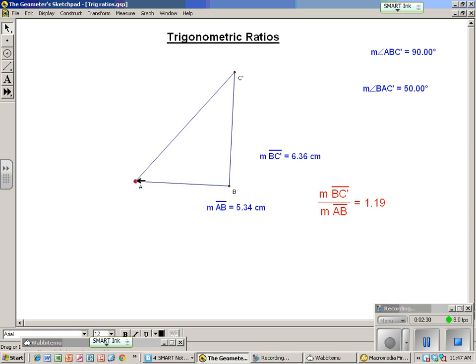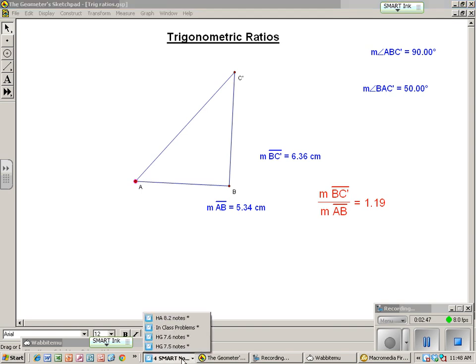That's the idea of trigonometry. It really doesn't matter what the side lengths are. If you're dealing with a right triangle and you have a certain angle measurement, the ratio of the sides in that right triangle will always be the same for that angle measurement. Okay, that's the whole key idea of trigonometry.